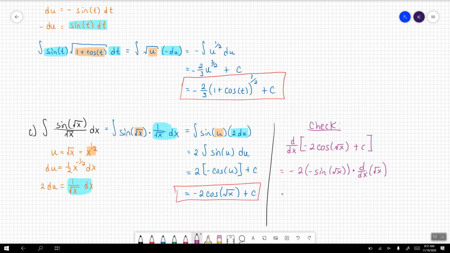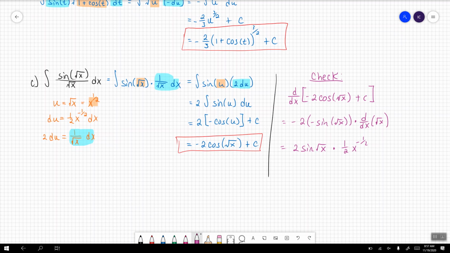Negative times a negative is going to be a positive, therefore we get 2 sine of the square root of x. The derivative of the square root of x is 1/2 multiplied by x to the power of negative 1/2. Notice the 1/2 times the 2 is going to cancel. X to the power of negative 1/2, since it has a negative exponent, is going to go in the denominator, and therefore we're left with sine of the square root of x divided by the square root of x. And that is the exact same function that is in that integrand.